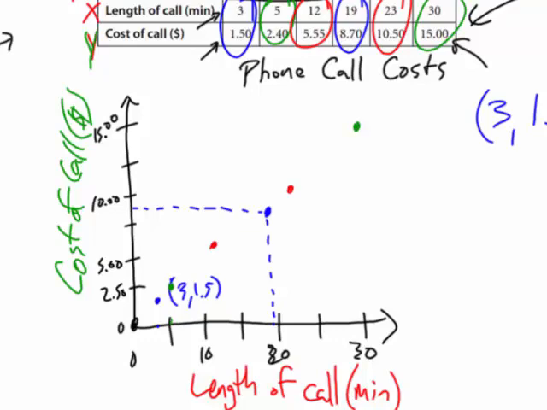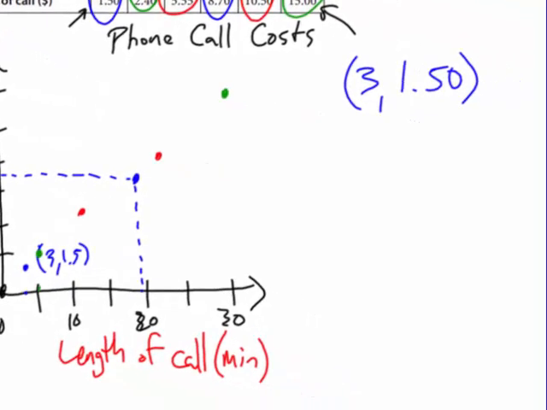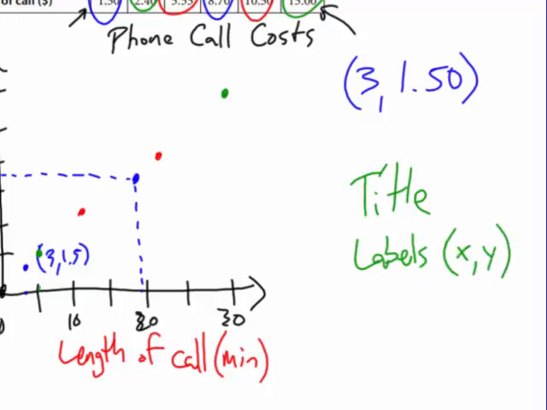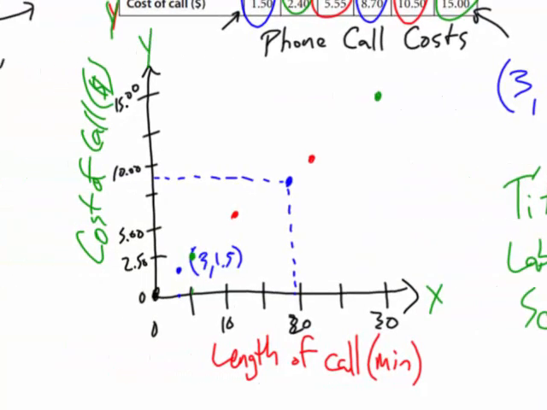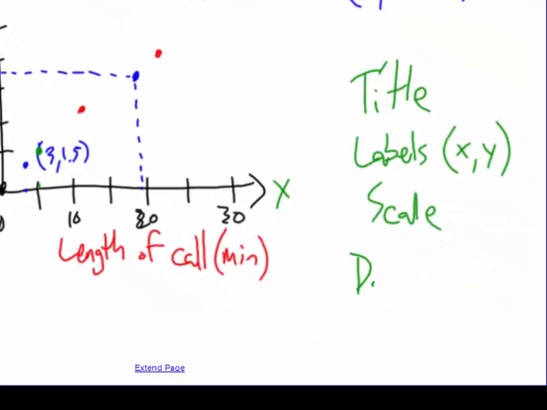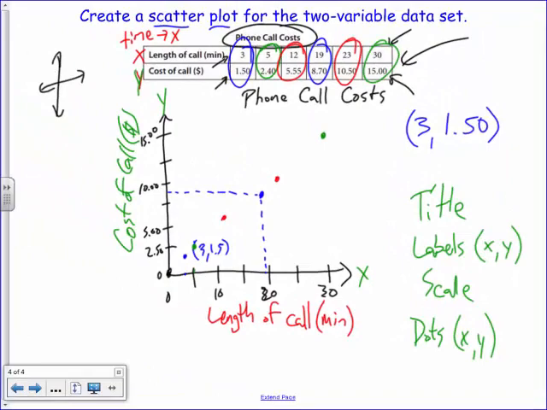So there we go. So just make sure that you have a title, labels for your X and Y axis, a good scale for each, right? So on the X, I counted by 5s, and on the Y, I counted by 2.5. And then make sure you have your dots for each coordinate from your table of your data. And that's all there is to it.